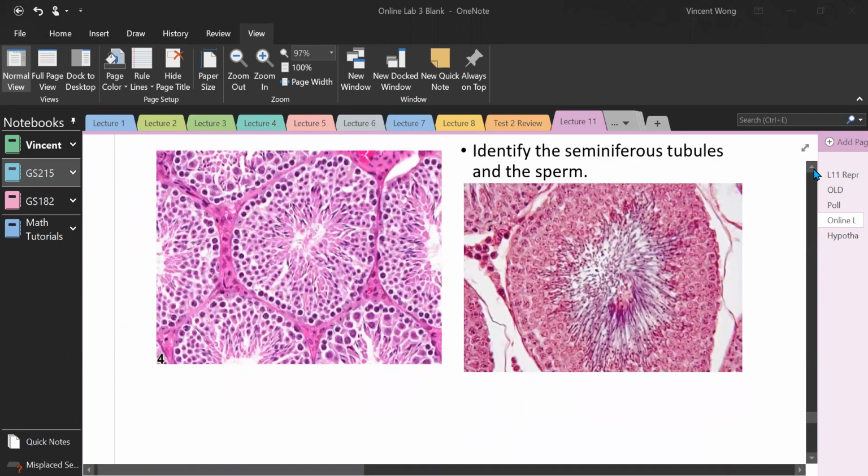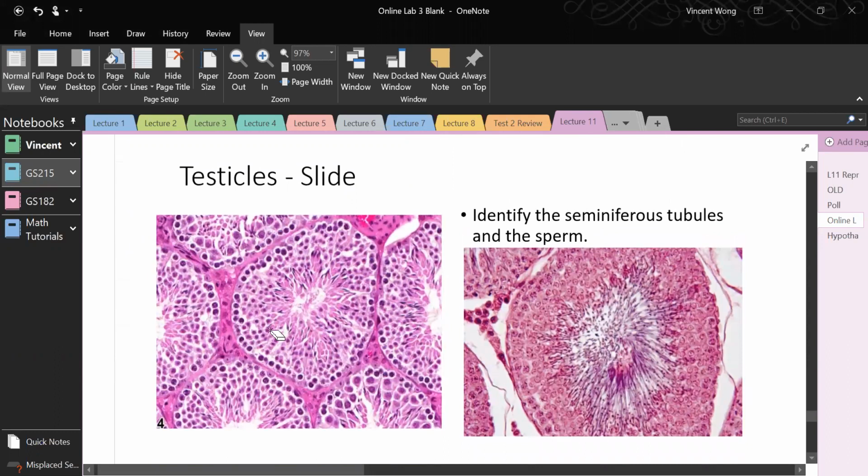All right, there is the testicle slide. So what you're looking at here, this whole thing is a cross section of the seminiferous tubules.